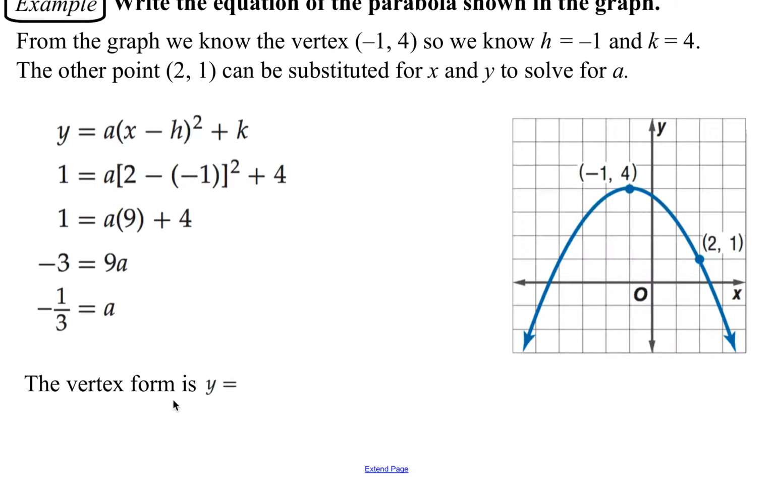So we have the vertex is negative 1, 4. To write this in vertex form now, we know what a is, so we're going to have y equals negative 1/3, and then x plus 1 quantity squared plus 4. So in this form, just substituting in for h and k and leaving our x and our y in there, and now that we know that a is in there, we can plug that in as well.